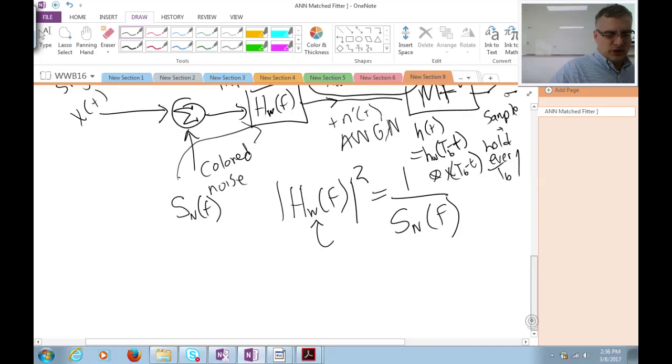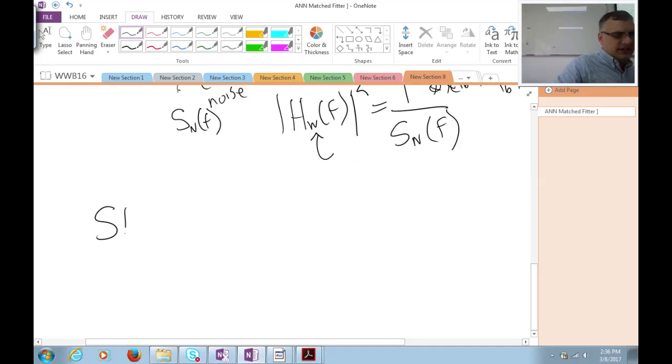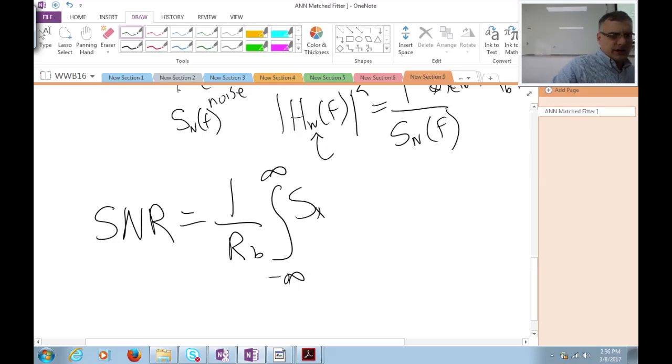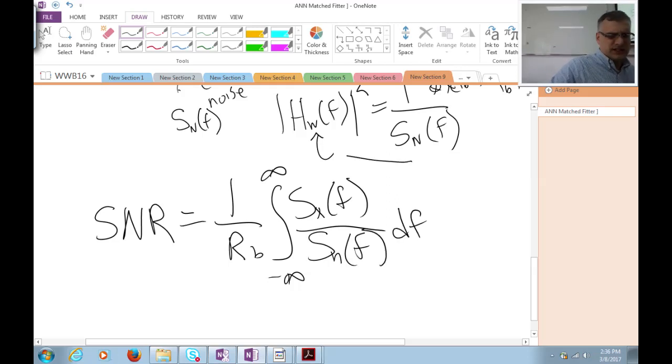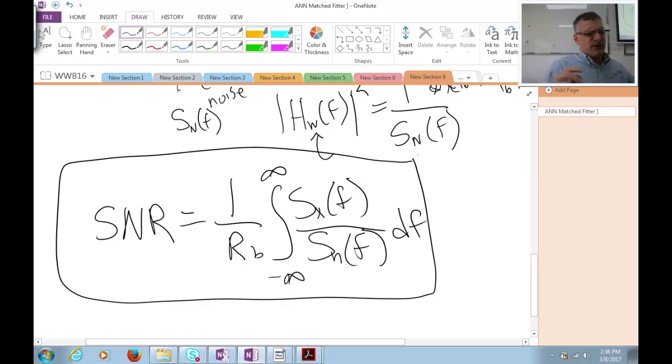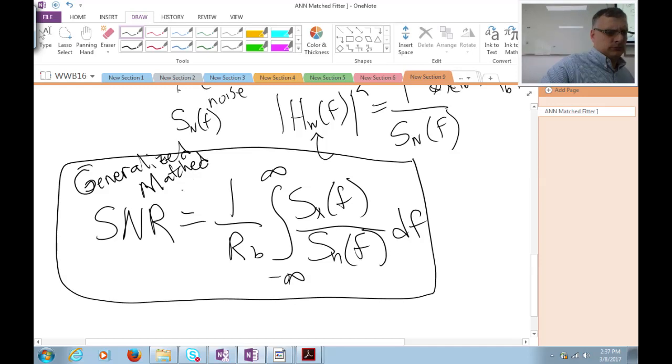I won't go ahead and derive it, but the static matched filter SNR is given by 1 over R sub B times the integral from minus infinity to plus infinity of the power spectral density of your signal over the power spectral density of your noise as a function of frequency. It's a very elegant equation that belies a lot of behavior going on in this system. And so now we can see why it is important to balance and change the power spectral density of our signal to match a channel that is colored.